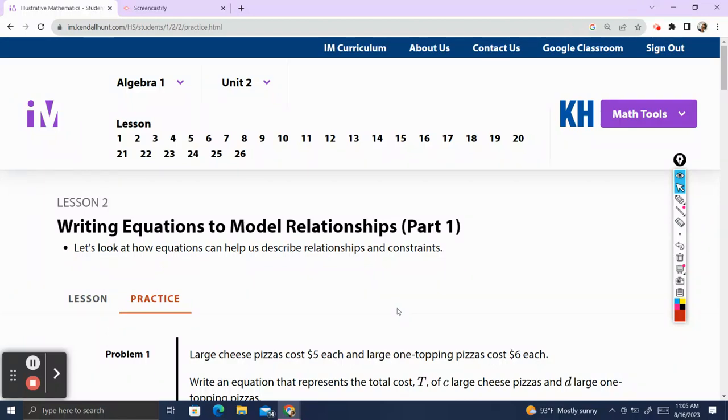Today we're going to be going over Illustrative Math, Algebra 1, Unit 2, Lesson 2. We're going to be doing the practice.